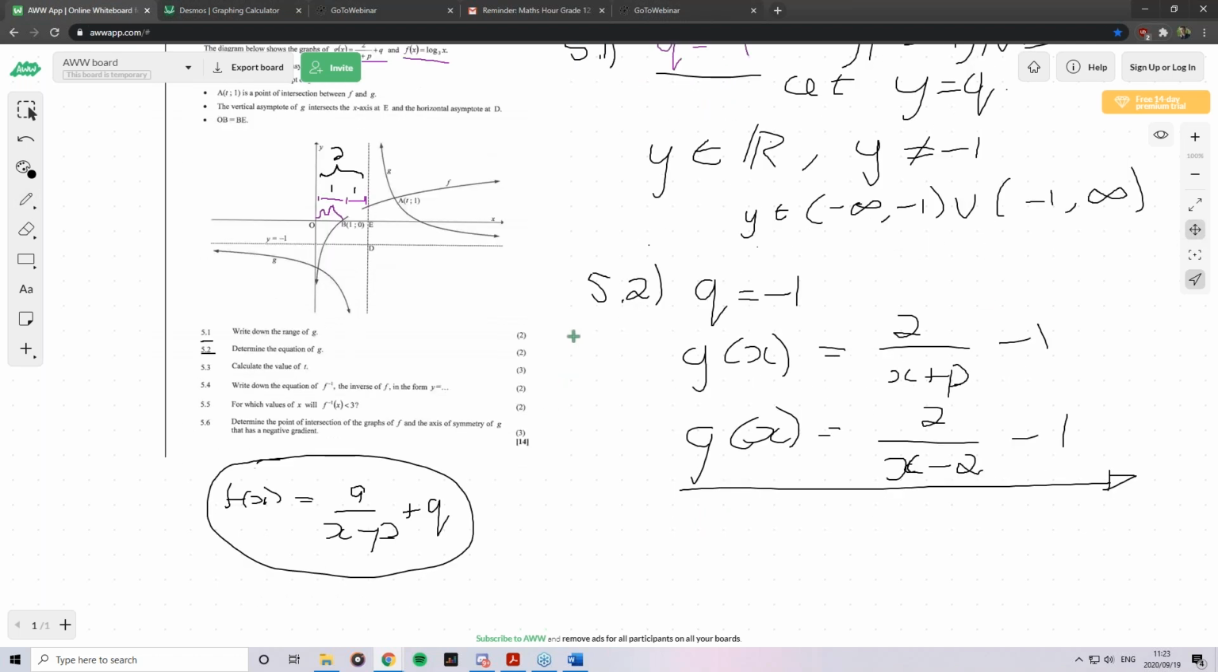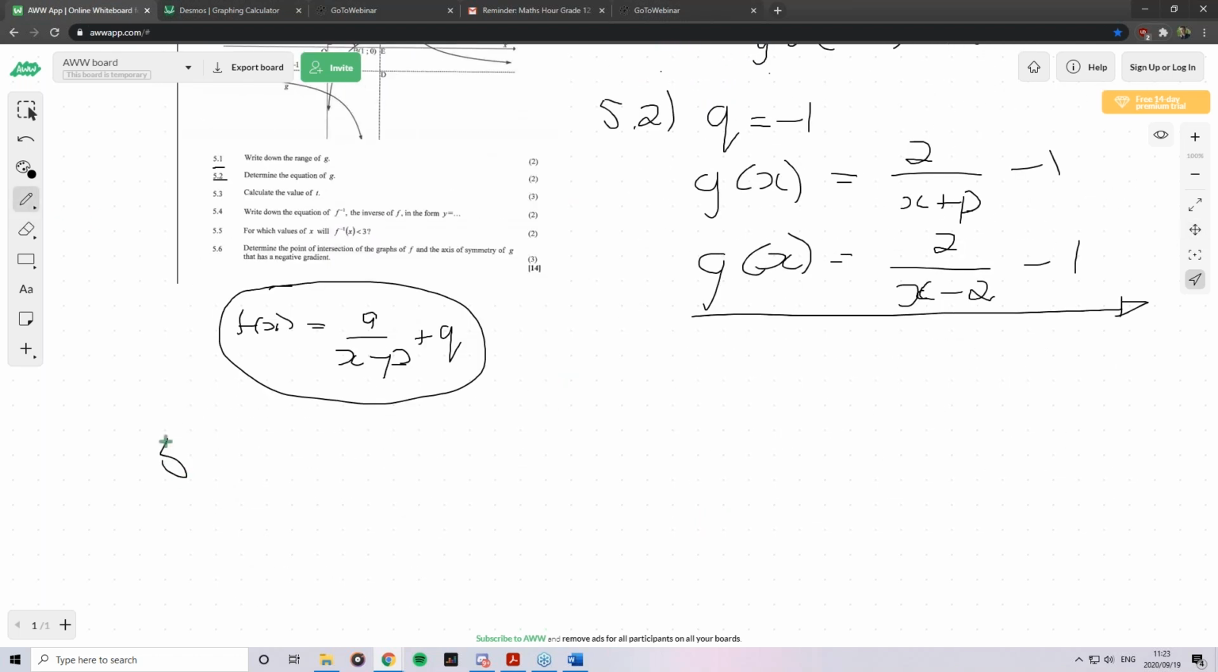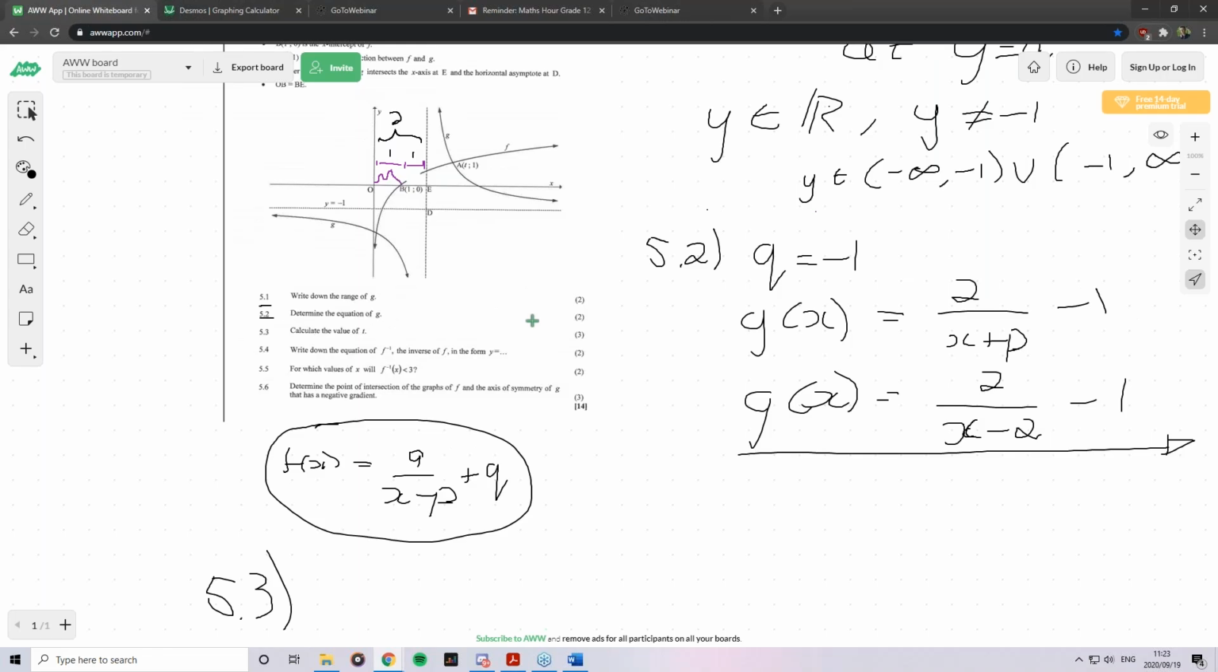Let's do question 5.3 quickly. 5.3. Calculate the value of t. So let's go back to the information. The point A, (t, 1) is here. So they're saying if the x coordinate is t, the y coordinate is 1. So we have the graph of g cuts the point y is 1 at x is t, and so does f.